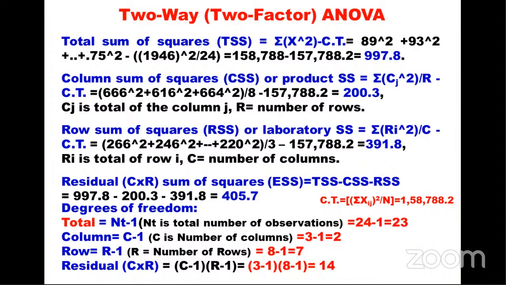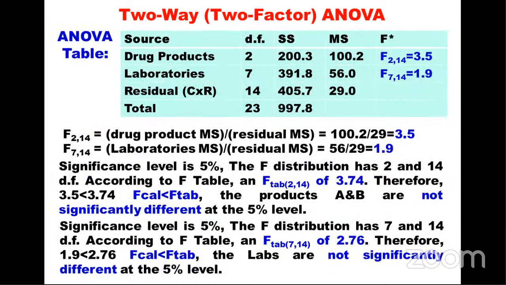Now degrees of freedom. Total we have 8 into 3, 24 minus 1, so 23. For columns, we have 3 products A, B, C, so 3 minus 1 comes to 2. For rows, we have 8, 8 minus 1 comes to 7. And residual is C into R, C is 2 and R is 7, so 2 into 7, 14, or 3 minus 1 into 8 minus 1. From that we calculated SS, MS, and F.